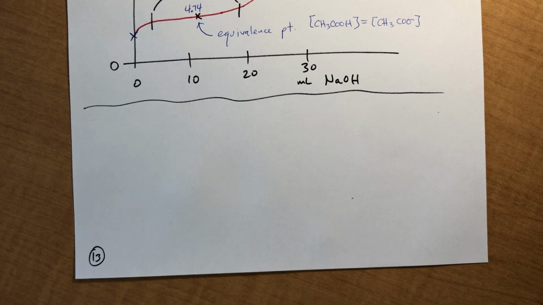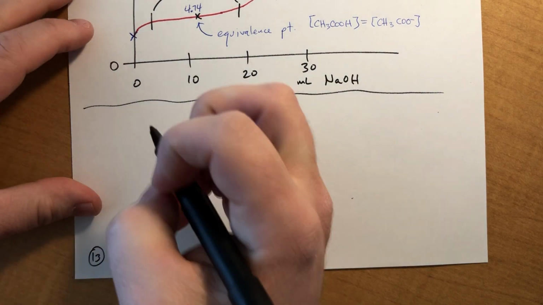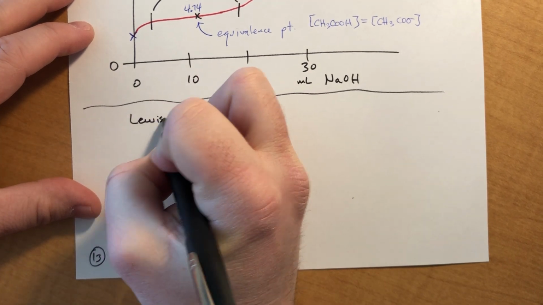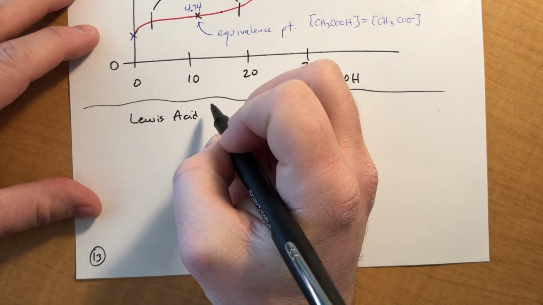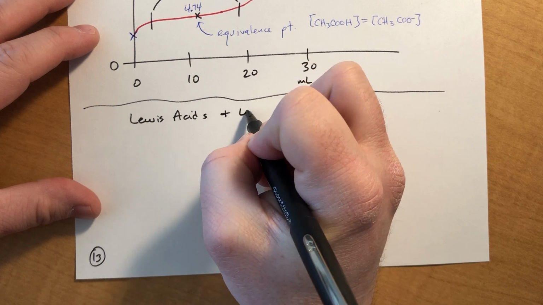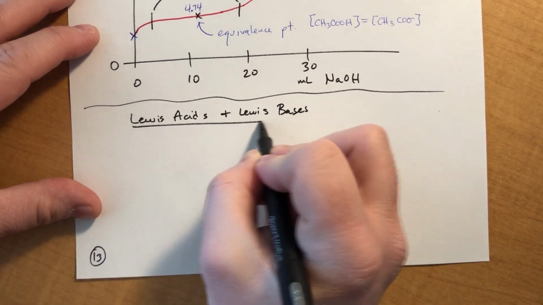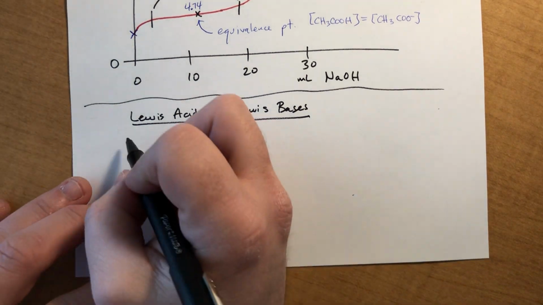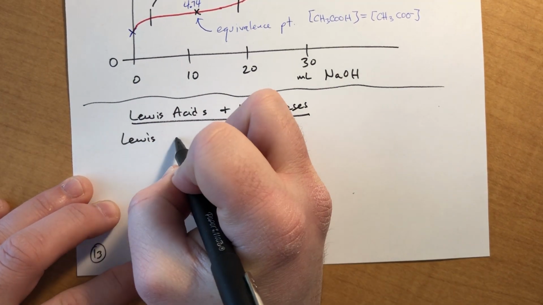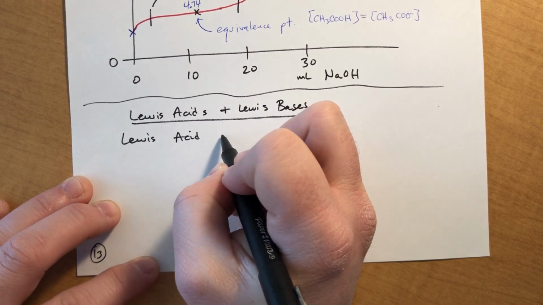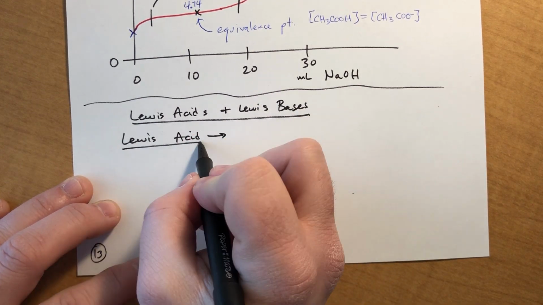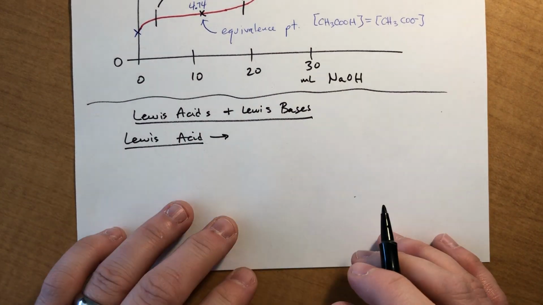Well, Lewis, the same guy from Lewis structures, has his own definition of acids and bases. He actually treated it more like electricity, which we haven't really talked about yet, but we will in a couple chapters. His definition is a Lewis acid is anything that can receive an electron pair.